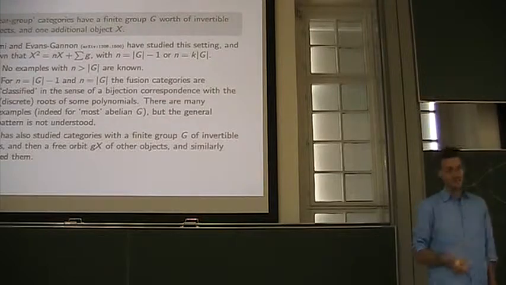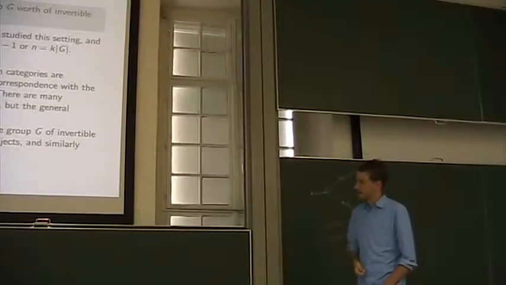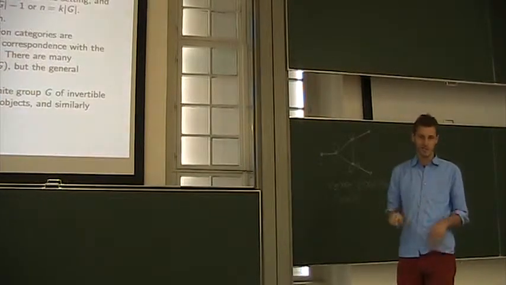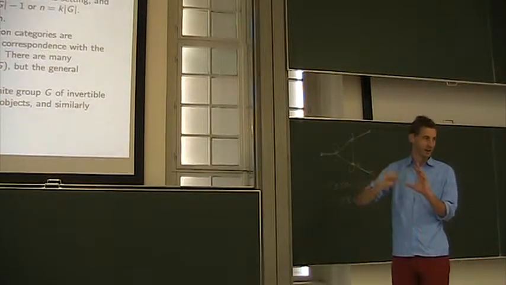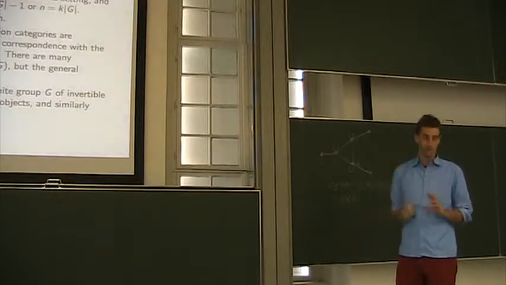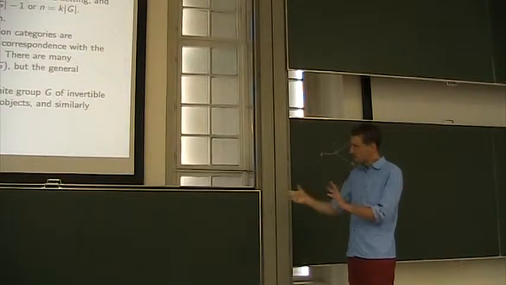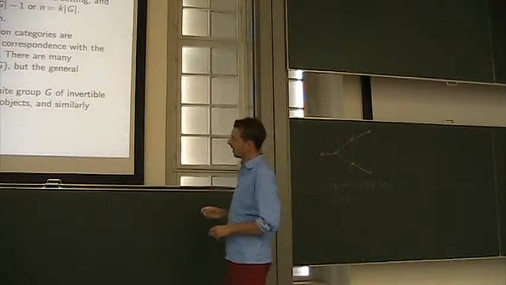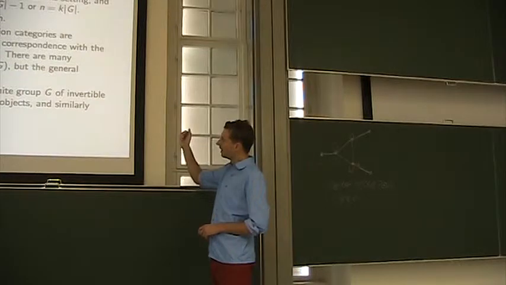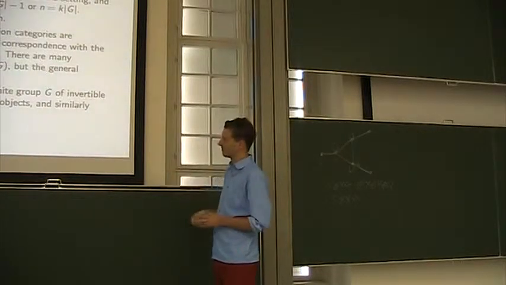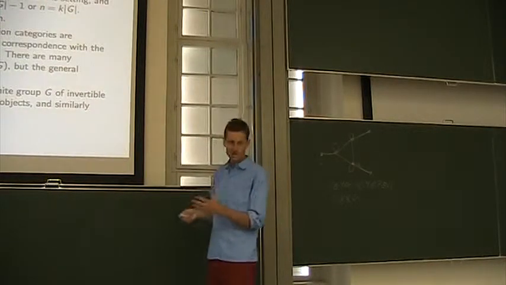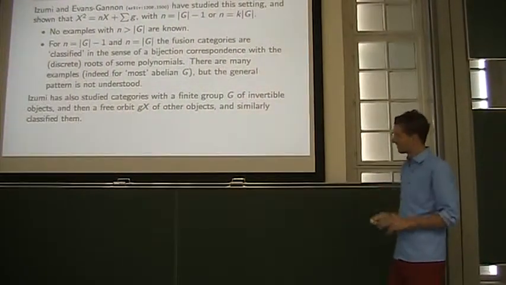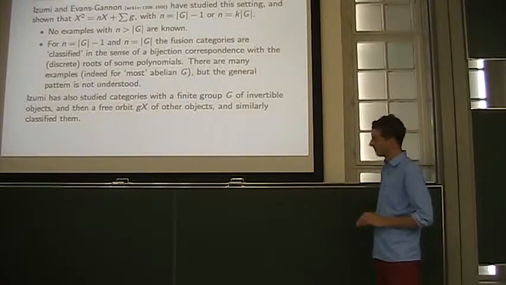If you told me the group you're interested in, these guys can write down some system of polynomials that is guaranteed to have discretely many solutions, and the fusion categories with that fusion ring correspond one-to-one with the roots of those polynomials. So in some sense, that problem is sort of done, understanding those, but we don't really understand how. Evans and Gannon looked at a bunch of small groups, and it seems that there tend to be two categories of this form for each small abelian group, but the pattern's a little bit funny, and we don't really know exactly what's going on.